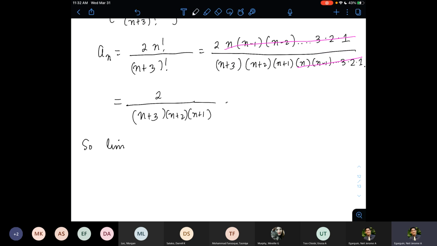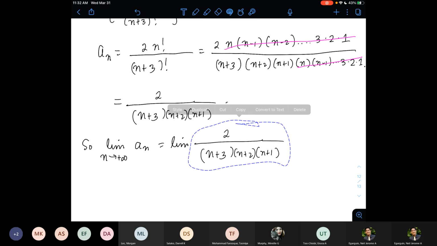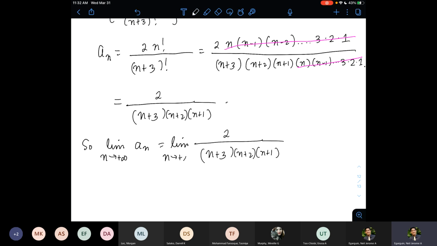So the limit of a_n as n approaches infinity is the limit of this guy as n approaches infinity. You can translate it to a real valued function, or just say, oh, I know what happens here, because the numerator is just a constant. The denominator increases as n increases. So as n goes to infinity, the denominator becomes a very, very large number. 2 divided by a very large number is equal to 0. So we say that this sequence converges to 0.